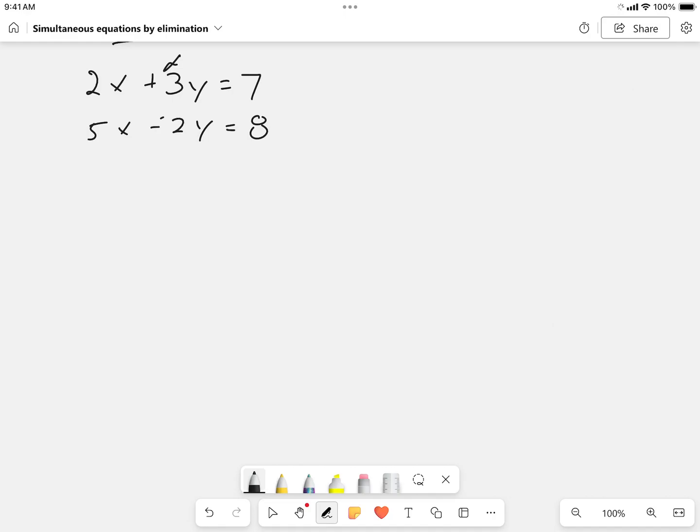So what I could do is say, what's the least common multiple between this 3 and this 2? And that's just going to be 6. 3 times 2 is 6. So how do I turn this into 6? Because if they were both 6, then they would both go away. So what we would do is take this first equation and multiply the whole equation by 2, because now 2 times 3 is 6, and multiply the second whole equation by 3.